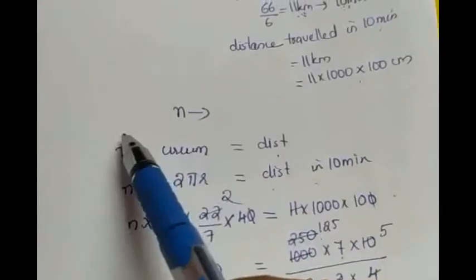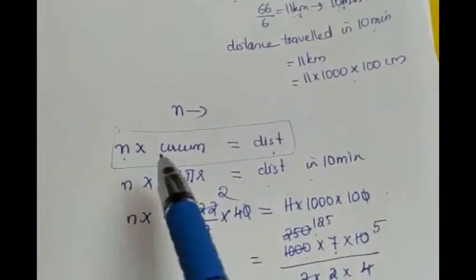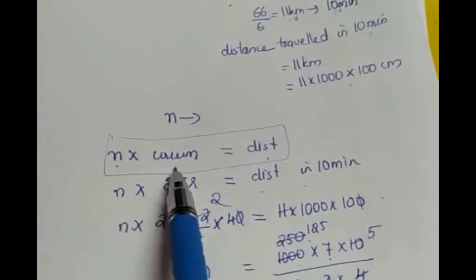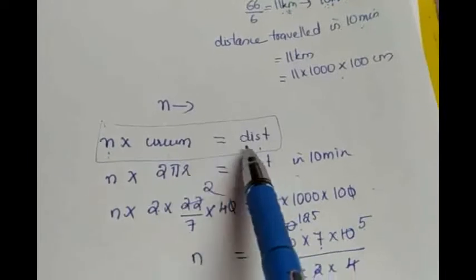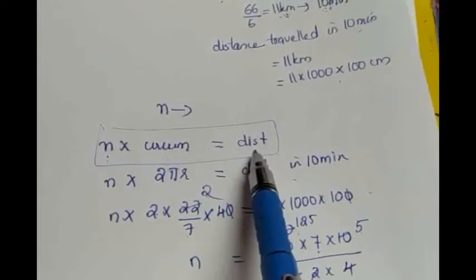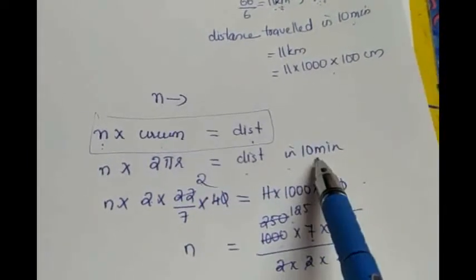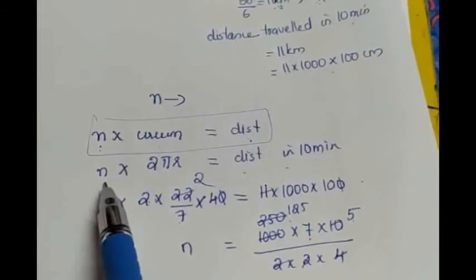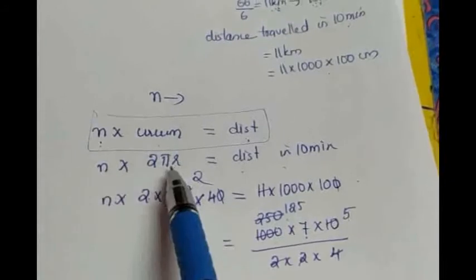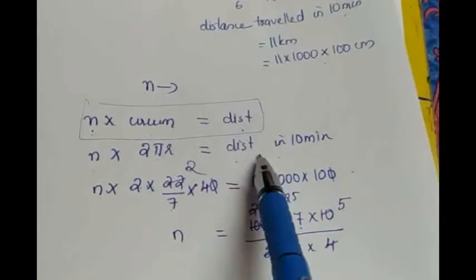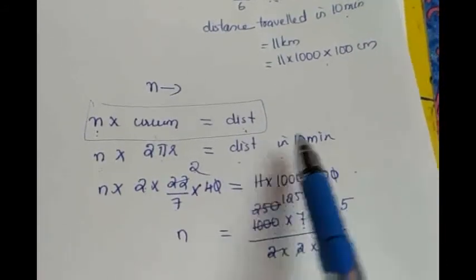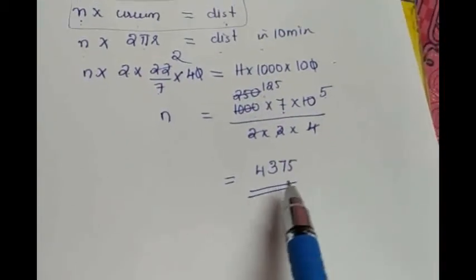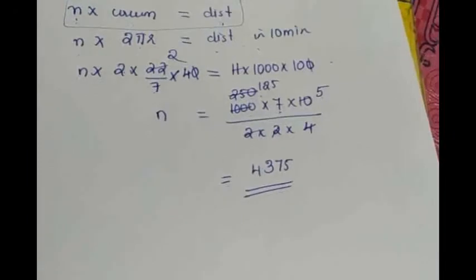You have to remember only this relation: n into, that means number of times the wheel rotates, into the circumference of one wheel will be equal to the total distance traveled by the car. Here we require only 10 minutes. That is the reason why we are modifying the relation as n, that is number of revolutions, into circumference of one wheel is equal to distance traveled in 10 minutes. Using the relation we are calculating the number of revolutions in 10 minutes as 4375.